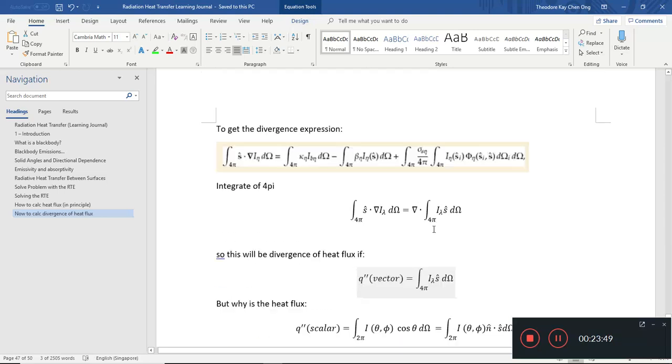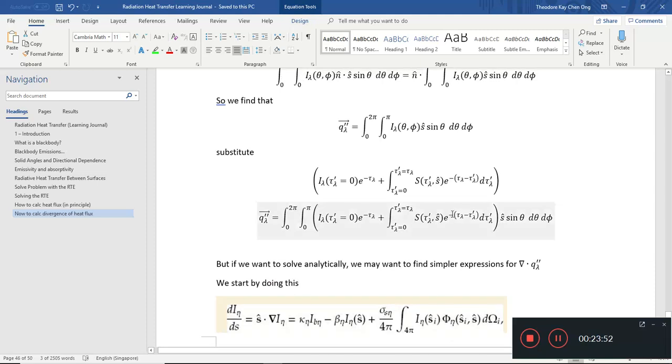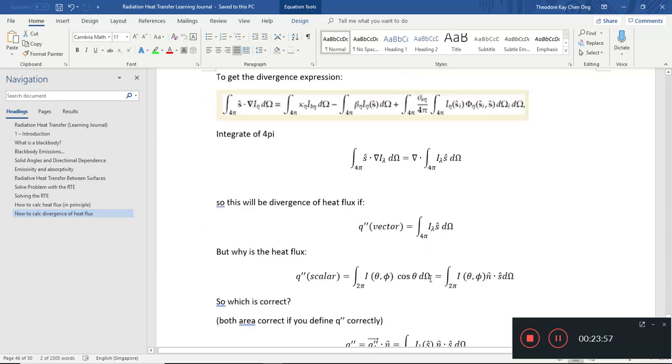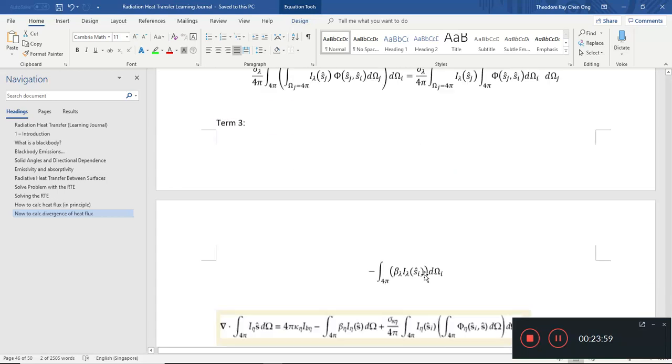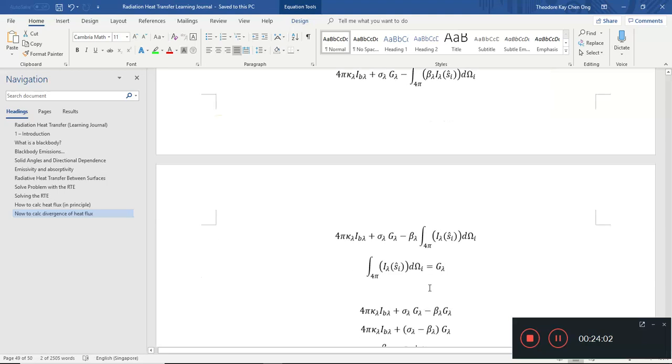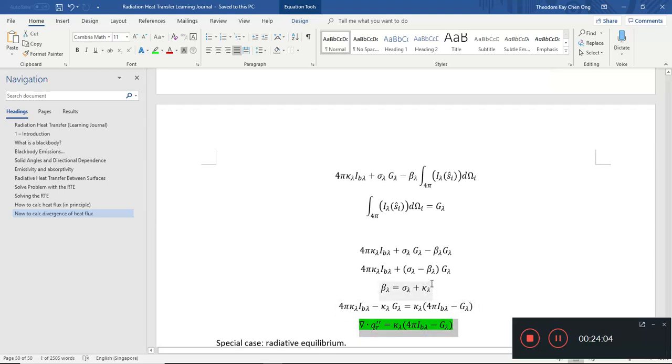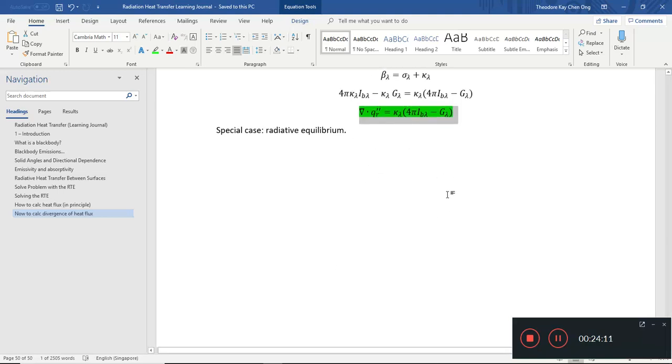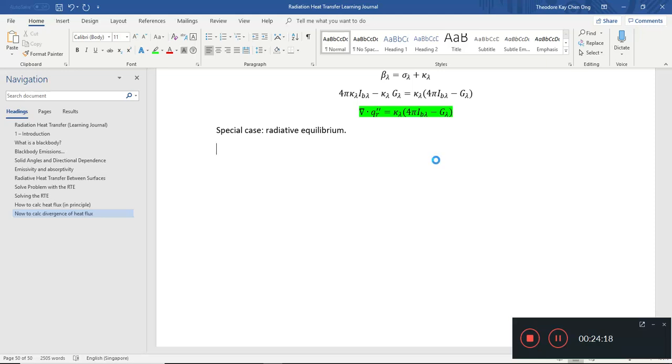This is what our heat flux equation looks like if you're talking about a surface at the boundary. This is what the divergence of heat flux looks like, which is the total amount of heat output per unit volume. So these are the things of interest we want to calculate when using the radiation transfer equation.